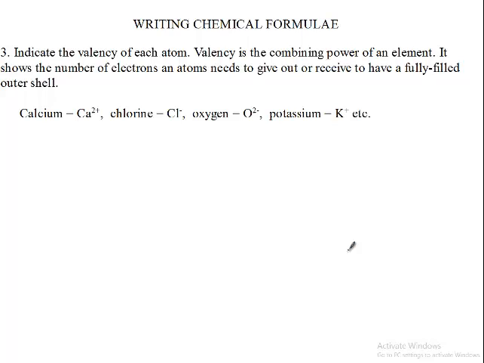So first, we've seen the first rule. The first rule says that we need to represent the elements with their chemical symbols. The second rule says that we need to know the elements that exist as diatoms.